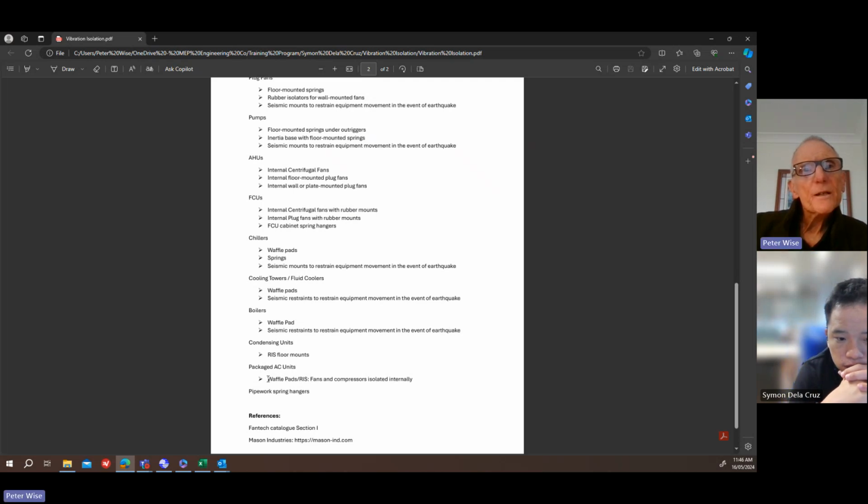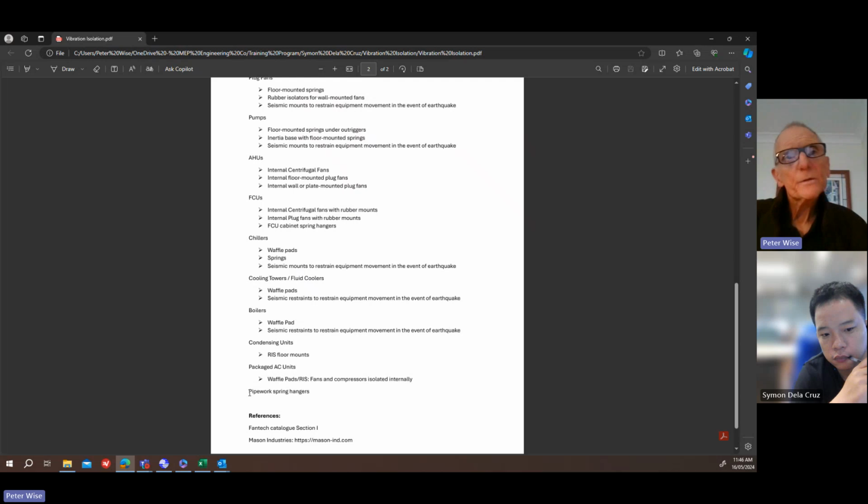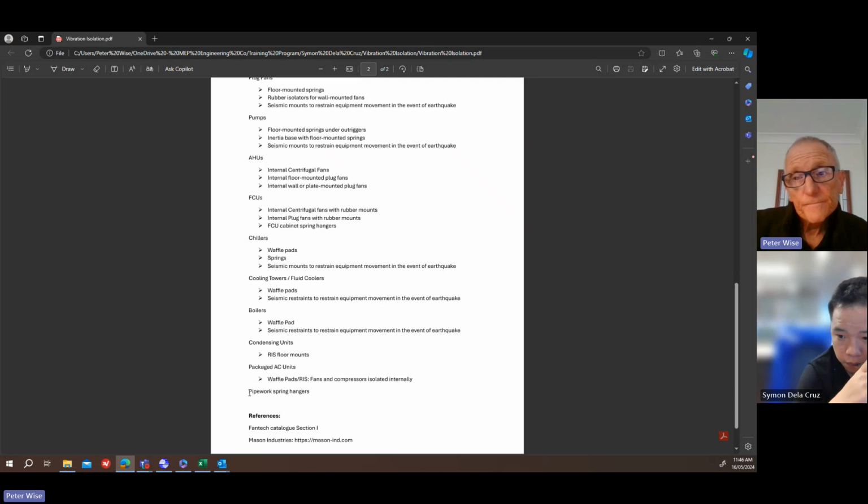Package units usually sit on waffle pads, very rarely on springs or rubber, and perhaps small rubber and shear mounts. The fans and compressors are normally isolated internally as well. And sometimes you might need spring hangers for pipe work. In some specifications, they ask for spring mounts on the pipework for a certain distance away from the pump. So that might be another application.